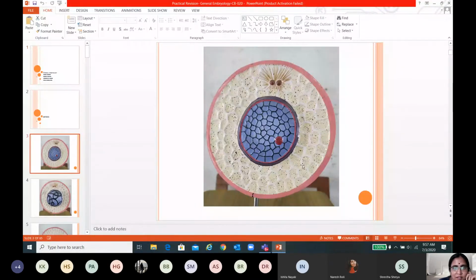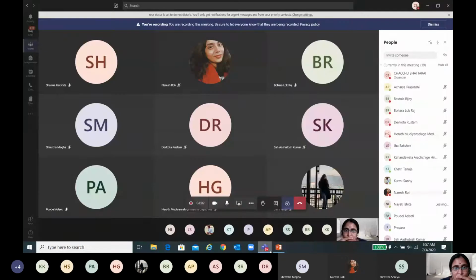Can you see this picture, Isita? Yes, ma'am. What is this? Identify the model. Okay, Isita is confused. Tanuja, are you there? Please participate, okay? These are the pictures that will be asked in the practical spotter exam. Tanuja, are you there? Yes, ma'am.